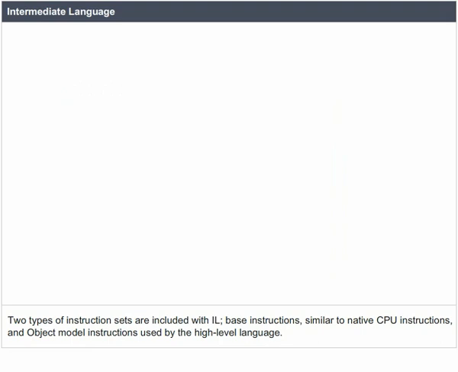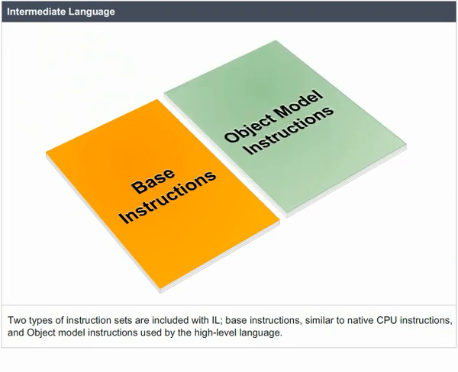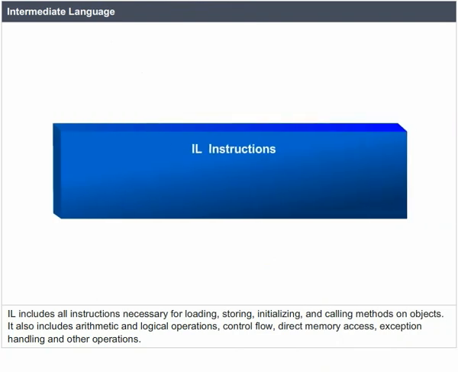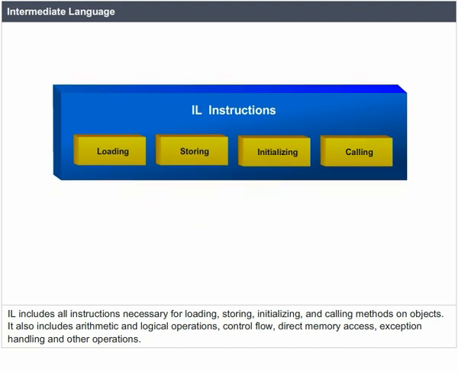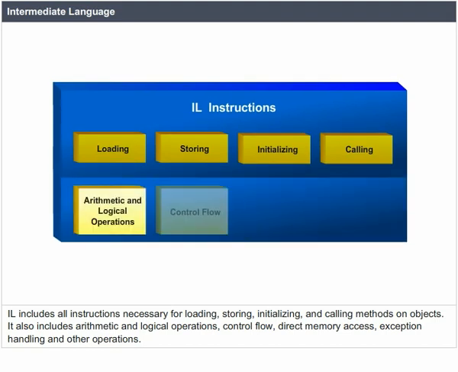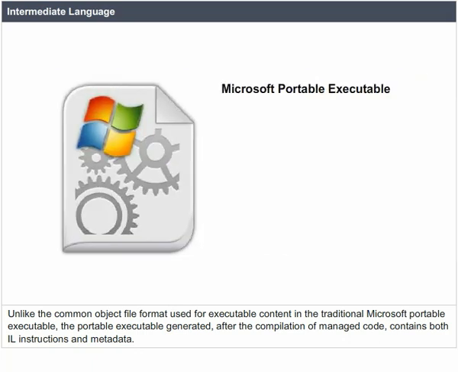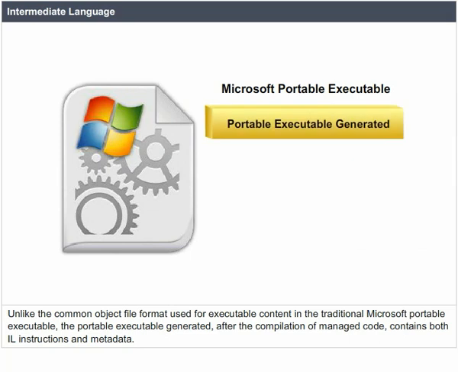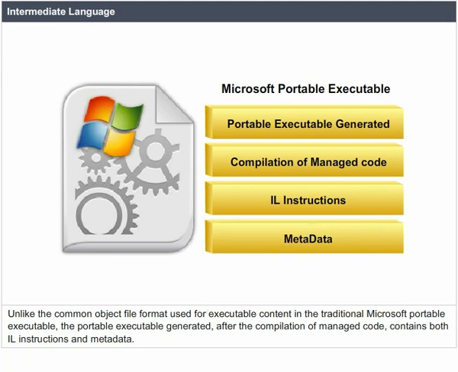Two types of instruction sets are included with IL: base instructions similar to native CPU instructions, and object model instructions used by high-level languages. IL includes all instructions necessary for loading, storing, initializing, and calling methods on objects. It also includes arithmetic and logical operations, control flow, direct memory access, exception handling, and other operations. Unlike the common object file format used for executable content in the traditional Microsoft Portable Executable, the portable executable generated after the compilation of managed code contains both IL instructions and metadata.